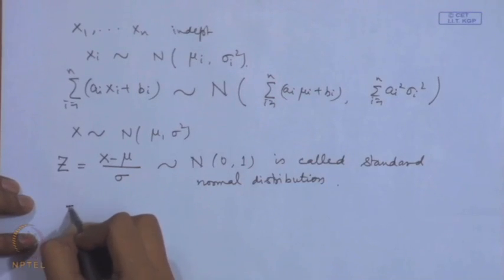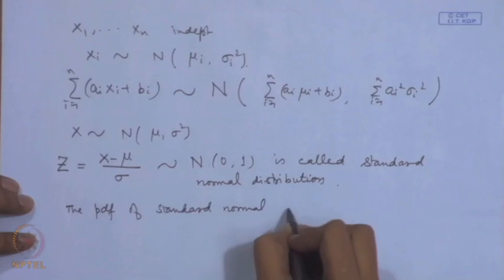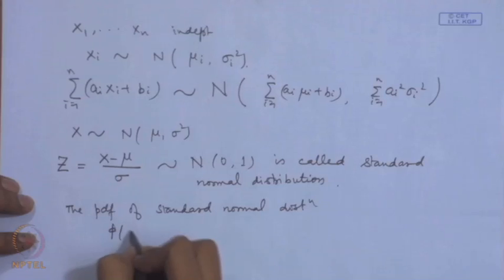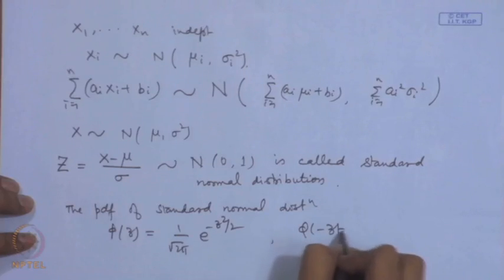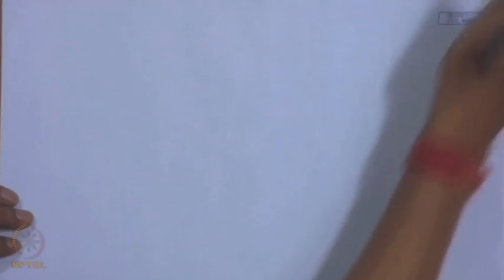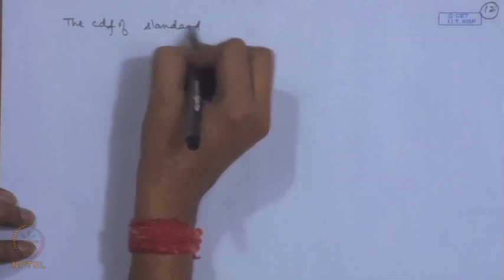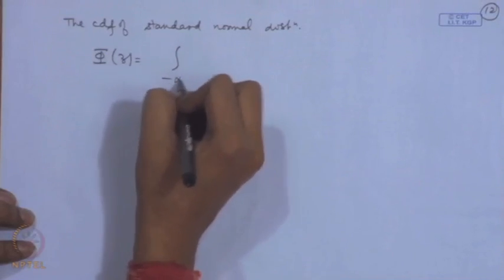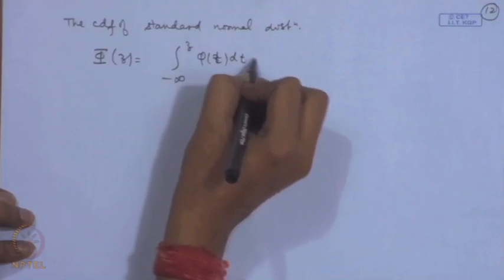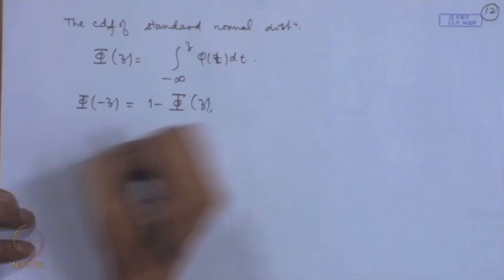So, the probability density function of the standard normal distribution is phi of z. We use this notation: 1 by root 2 pi e to the power minus z square by 2. Naturally, you have phi of minus z equal to phi of z. And the cumulative distribution function of the standard normal distribution is denoted by capital Phi of z, that is equal to the integral from minus infinity to z of small phi t dt, and you have Phi of minus z equal to 1 minus Phi of z for all z.